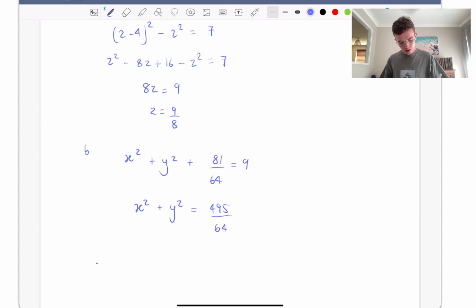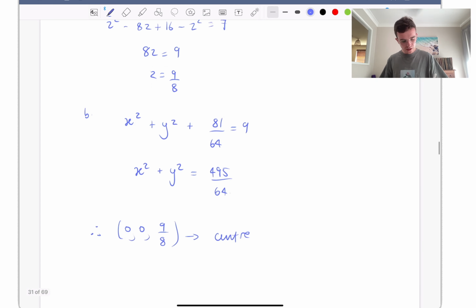So therefore it has a centre of 0, 0, and the value of z we know is 9 on 8. We've been told that in the question. That's its centre. And of course its radius is just going to be the square root of 495 on 64, which if you type that into a calculator you get 3 root 55 on 8.